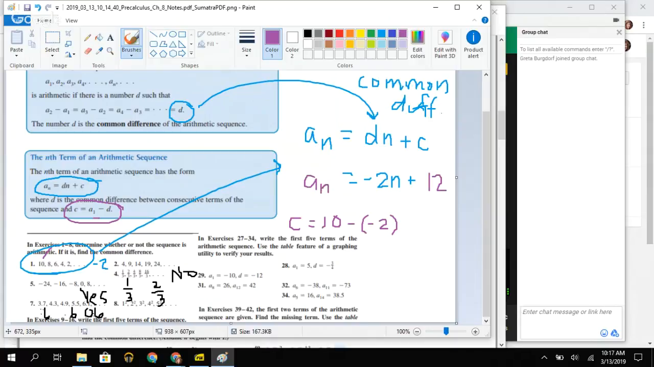So any term in this sequence can be defined by the equation a sub n equals -2n plus 12. Very exciting, right?